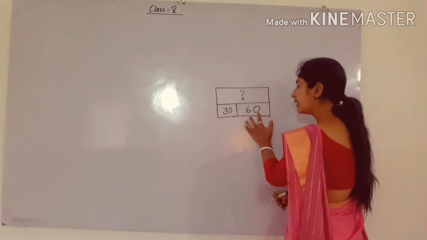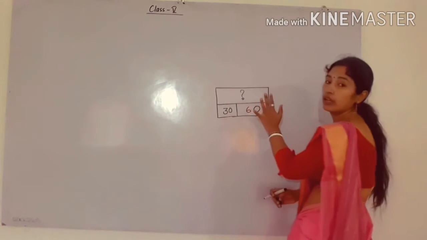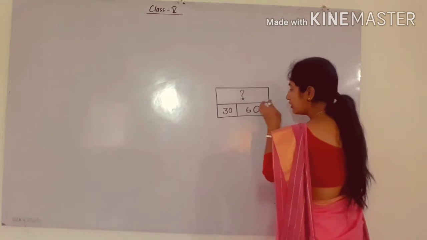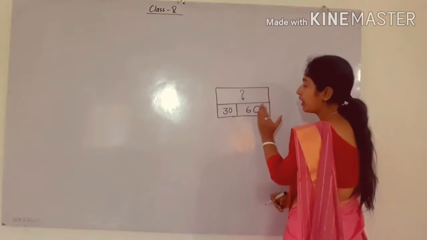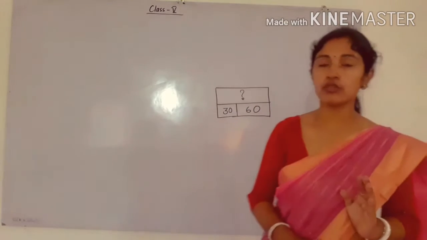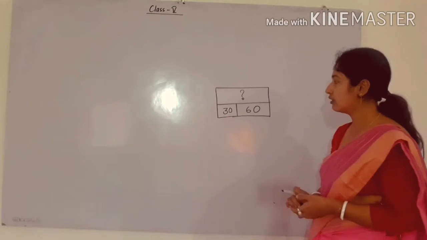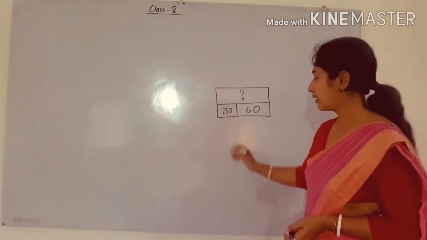Okay. So what we have to do to find this question mark? We can easily add 30 and 60. By adding these two numbers, we can find this number. As you all know, when we join these two rectangles, we will get the bigger rectangle. So which operation do we have to use here? We have to use addition. So we can use addition for finding the value of the bigger rectangle.